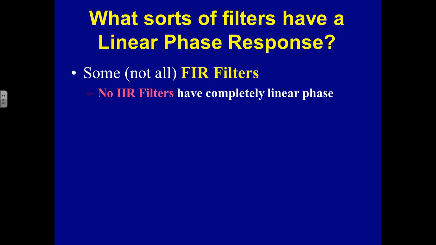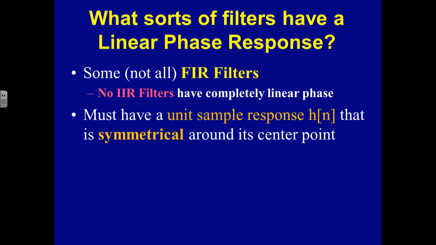And this is one place where discrete time filters are different from continuous time filters. With discrete time filters, I can make FIR filters and I can make linear phase FIR filters. That's not something I can do with analog filters with op amps and capacitors and resistors. I don't have the ability to make completely linear phase filters.